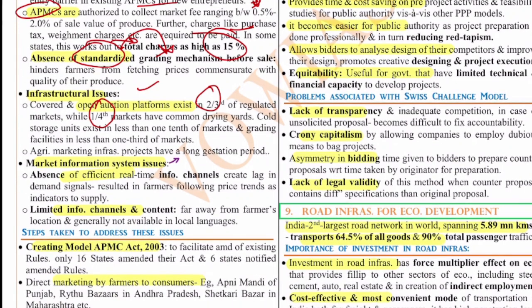Next, the market information system is not available, so there is no efficient and transparent passage of information to the farmers. There are limited information channels and content that are available.